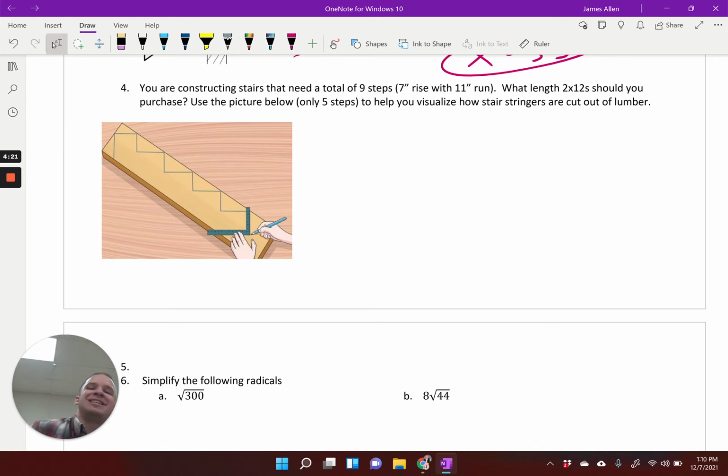We're constructing stairs that need a total of 9 steps, with a 7 inch rise and 11 inch run. What length 2x12s should you purchase? Now, fun fact, the 2x12 has nothing to do with the math in this problem. That's just the dimensional lumber that you're purchasing. The picture below is just to give you an idea of what's going on, and it only has 5 steps. So don't think there are 2 different problems. 9 steps is what we're dealing with, with a 7 inch rise and 11 inch run.